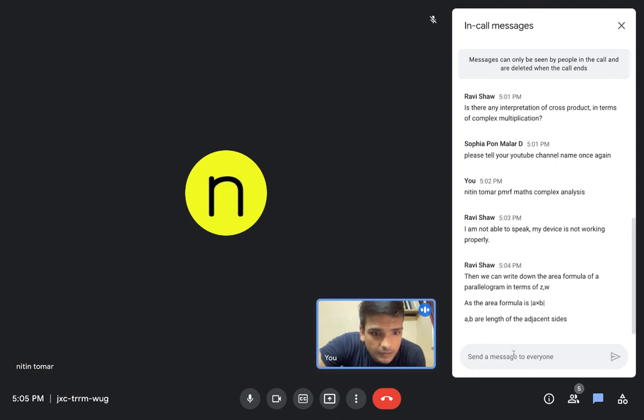A and B are the lengths of the adjacent sides. Earlier you have to verify this, but as you progress with your mathematical journey, at that time I didn't tell you, but there is already a closed form formula in the literature for the area of a parallelogram. It is just base into height, nothing else. So if you are given any parallelogram, you can always have base and height in terms of z and w. In that way, you can have a closed formula for the area of a parallelogram.